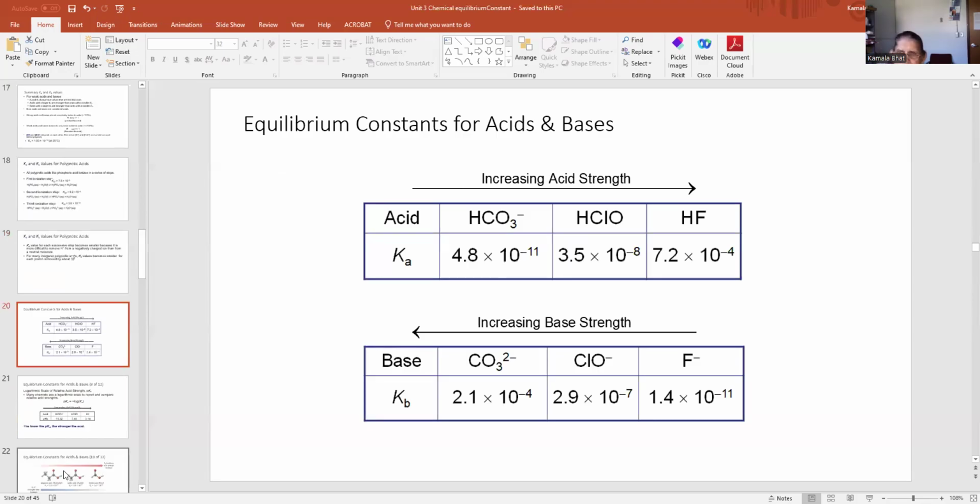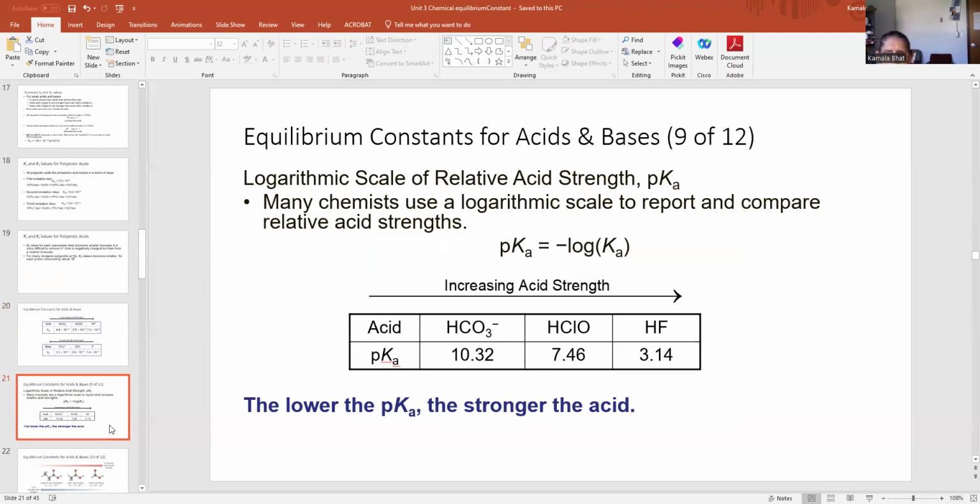And here again, once again, you can see the increasing strength of an acid and its conjugate base, and increasing acid strength in terms of pK value. The lower the pKa value, the stronger the acid. So that's an important point to remember.